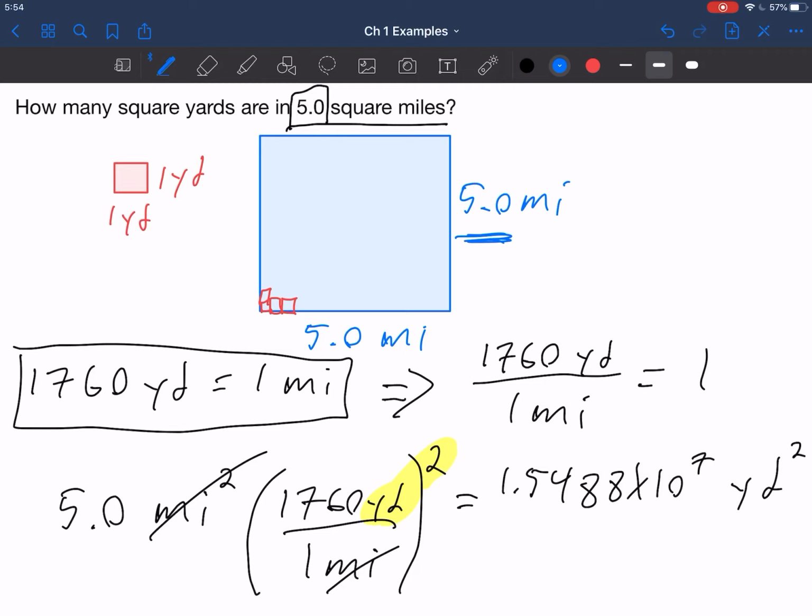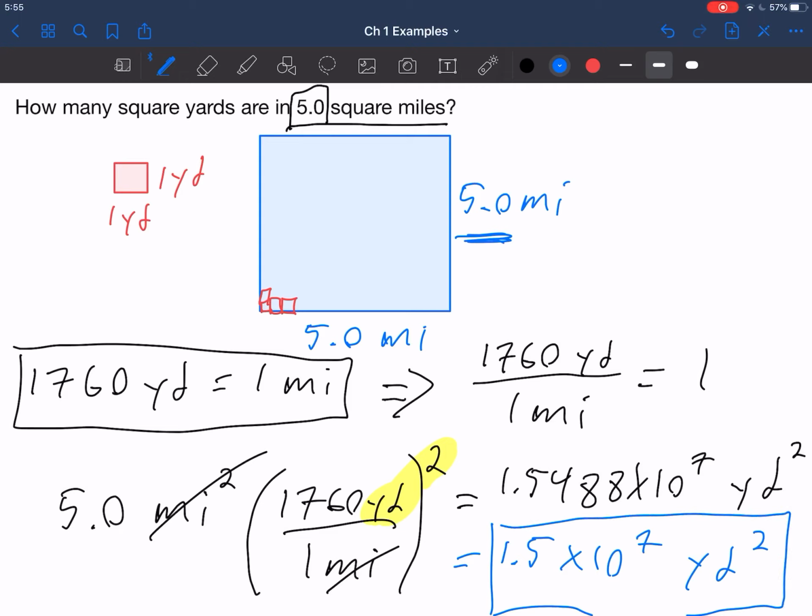Since they gave us 2 sig figs in the problem, we need to report our answer also as 2 sig figs. So I note here that I have 1.5488 times 10 to the 7, and if I round this, well, this is just barely below the point where I need to round up. So this ends up being 1.5 times 10 to the 7th yards squared. Okay, so that's our answer. That's how many square yards there are in 5 square miles.